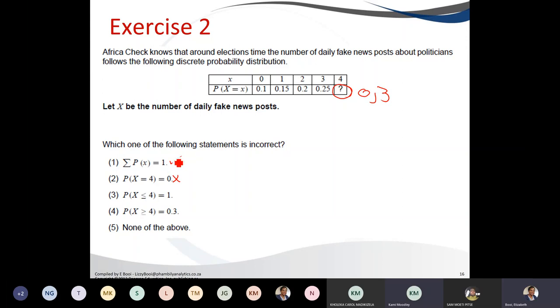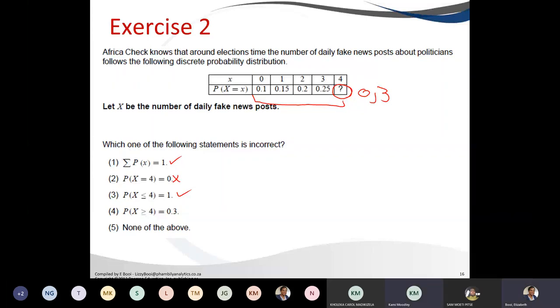Then I said three is correct, because if you add, it's actually equal to or greater than four, and that equals one, because you add all the values and they will be the same as equal to one. Yes, that will be the correct one. And greater than or equals to four.